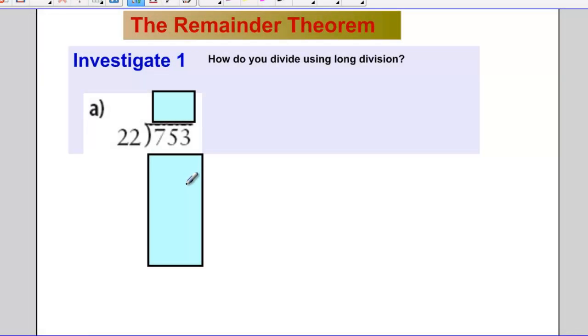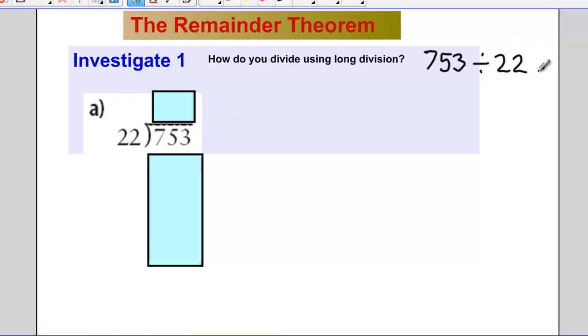In this video, we'll be learning about the remainder theorem. To get started, let's remember how we divide using long division. So if I had a question like 753 divided by 22, and I didn't have a calculator, how could I figure this out using long division? Our method for long division looks something like this.